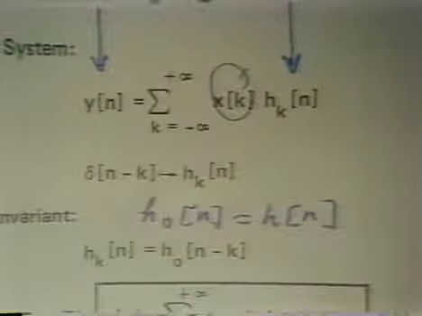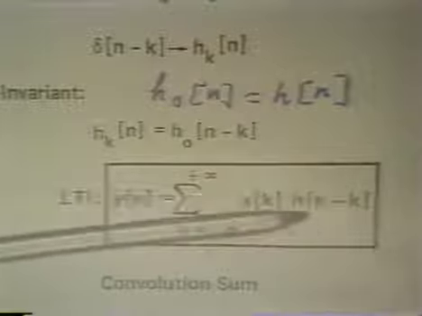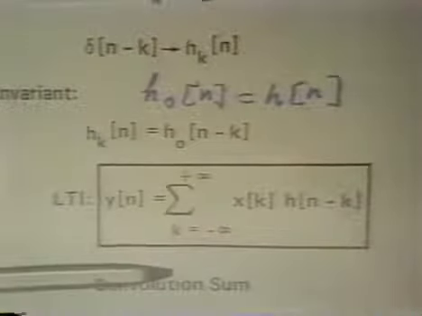And so the consequence then is, for a linear time invariant system, the output can be expressed as this sum, where h of n minus k is the response to an impulse occurring at time n equals k. And this is referred to as the convolution sum.